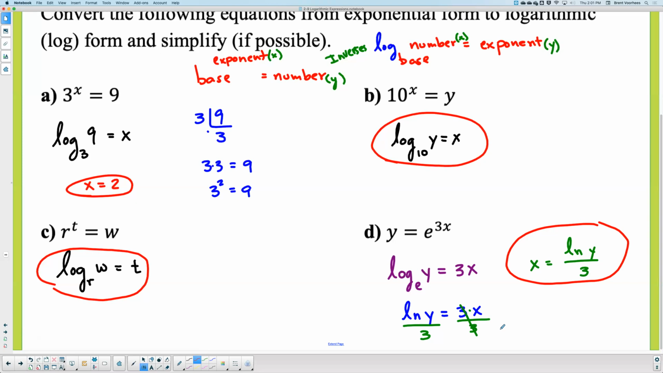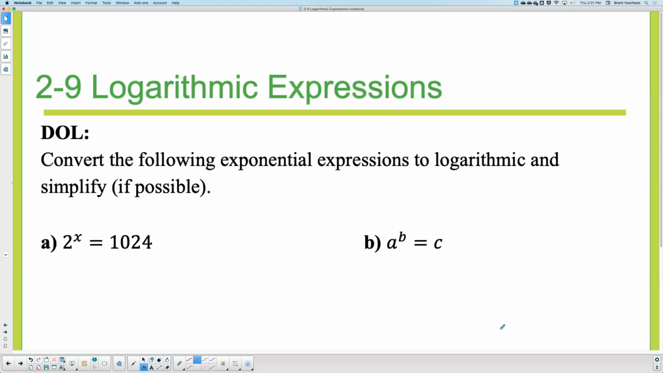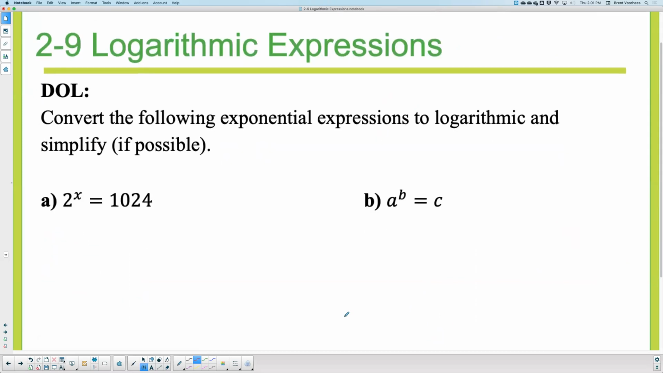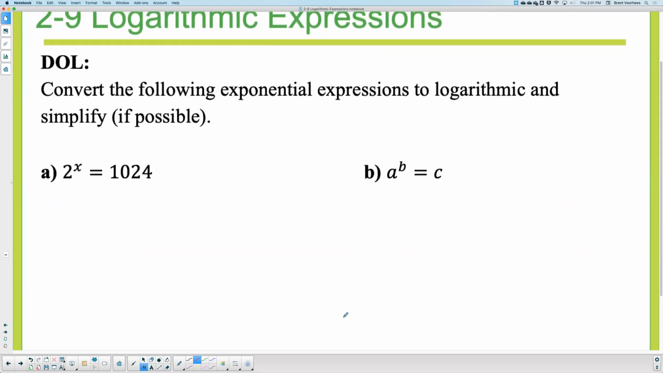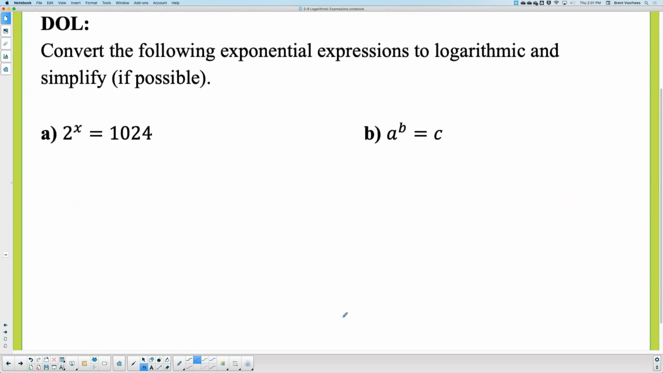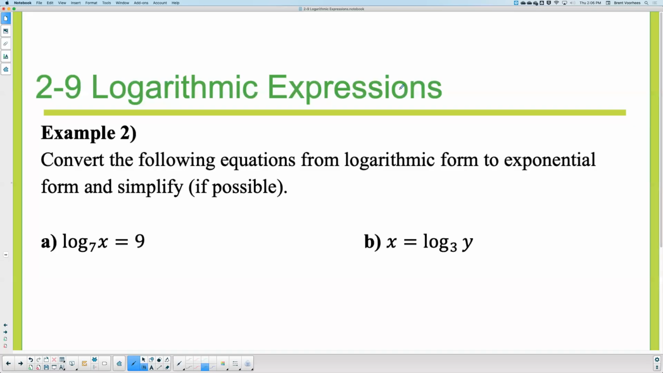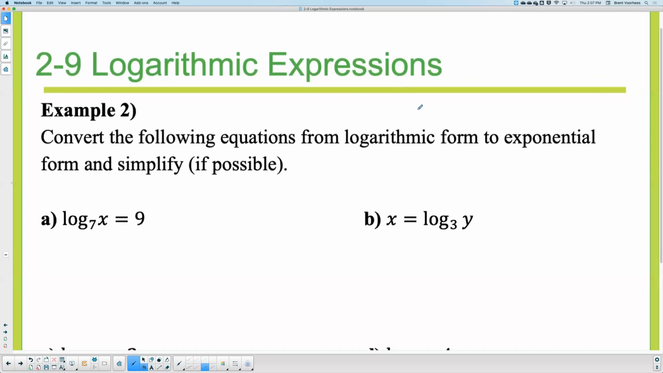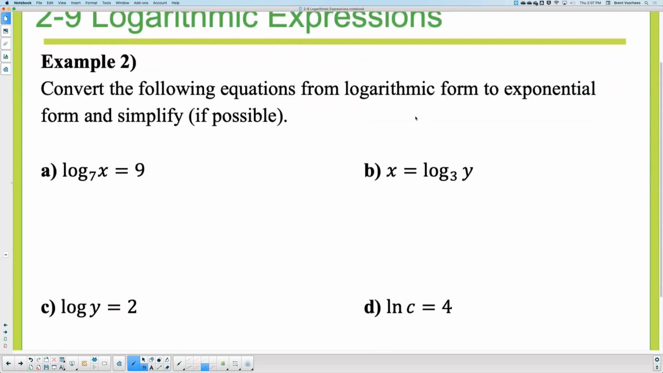Now I have 2 for you to try. Same concept of what we just did. I'll let you try to convert and simplify if possible. Now looking at example 2. Here we're going to convert from log form to exponential form and simplify if possible.